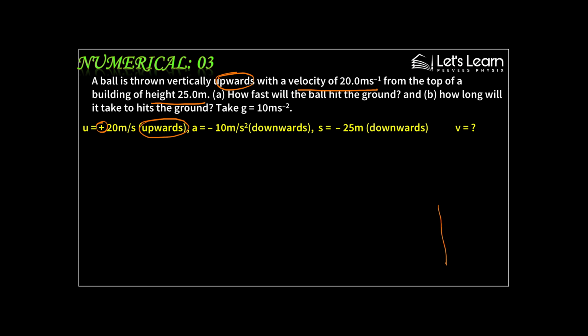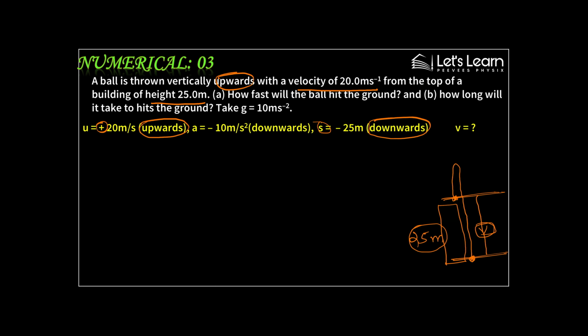So let me draw the building. This is the building. The building has a height of 25 meter. You throw the ball from here. The ball goes all the way up and comes back and falls here. This is the starting point. This is the final point. And we know displacement is a straight line from the starting point till the ending point. Look at the arrow from top to bottom. How much is the displacement? 25 meter. What is the direction? Downwards. So displacement is minus 25 meter.